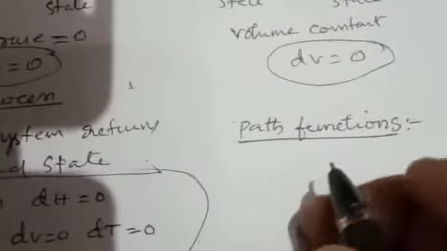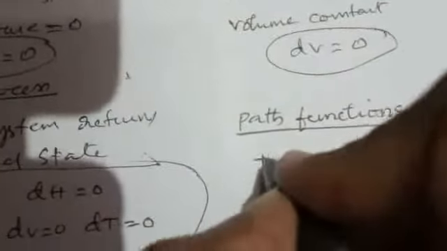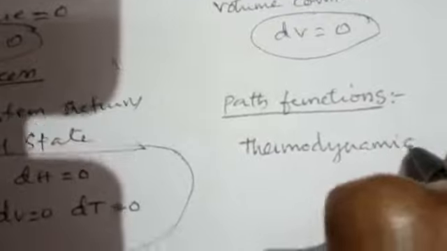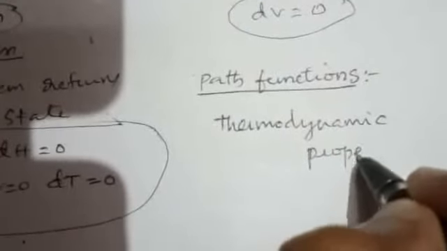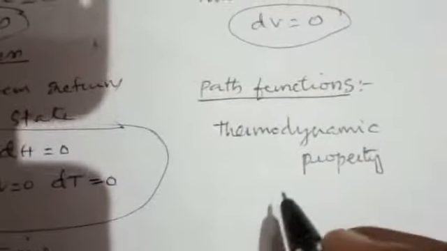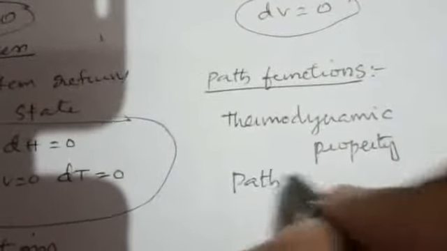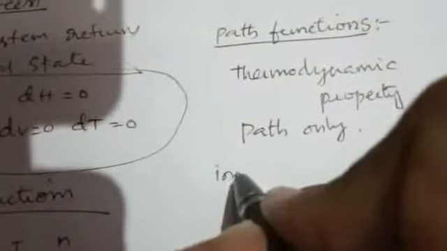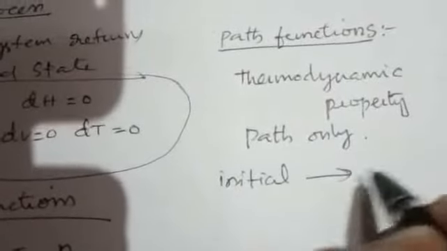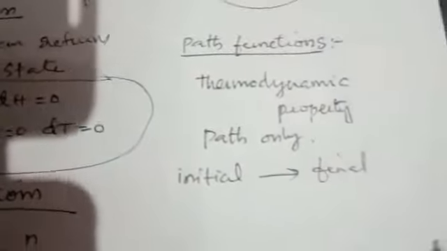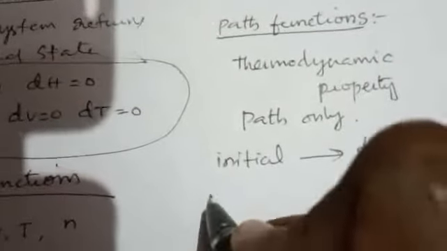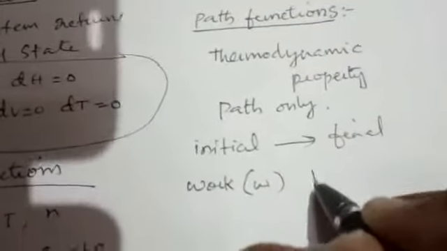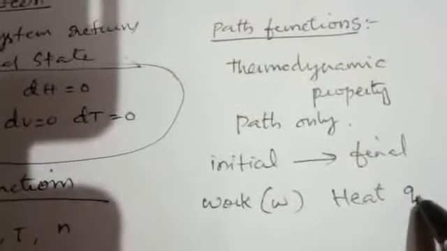Path function is a thermodynamic property. Its value depends upon the path only, as the system changes from initial to final. Example: work, symbol W. Second example: heat, symbol Q.